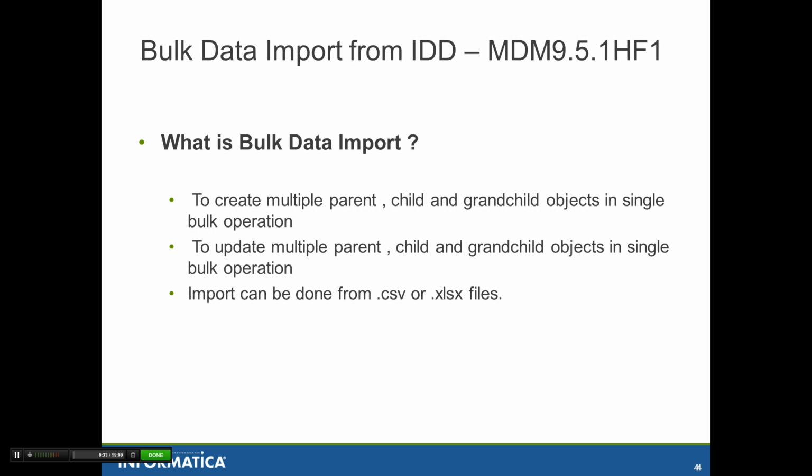So what is bulk data import? Generally when we try to import or bring millions of records into the MDM hub, we populate the landing table, then run the stage job and then the load job to bring in the records. If the millions of records reside in Excel sheets or CSV files, currently we have to extract them using an ETL process, populate our landing table, and then run the jobs to populate the base objects. With this new provision, bulk data import, we can create or update multiple parent, child or grandchild records in a single bulk operation. Import can be done from .csv or .xlsx files.